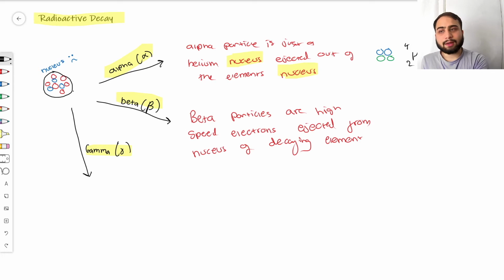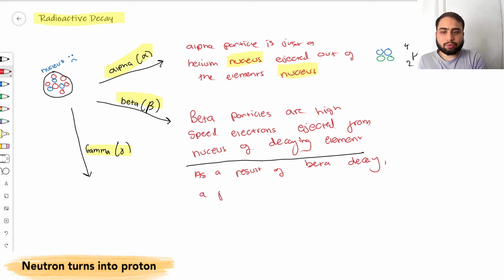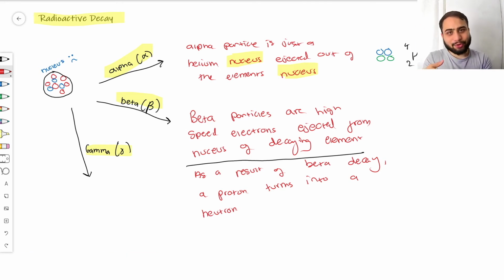Okay, so as a result of beta decay, remember the element wants to become more stable. So as a result of beta decay, a proton turns into a neutron. And there you go. By that way, we reduce the proton number, we make our element more stable, and so it doesn't need to decay any further. Okay, so let's highlight all of these words. So as a result of beta decay, a proton turns into a neutron. Okay, now you have to remember that.